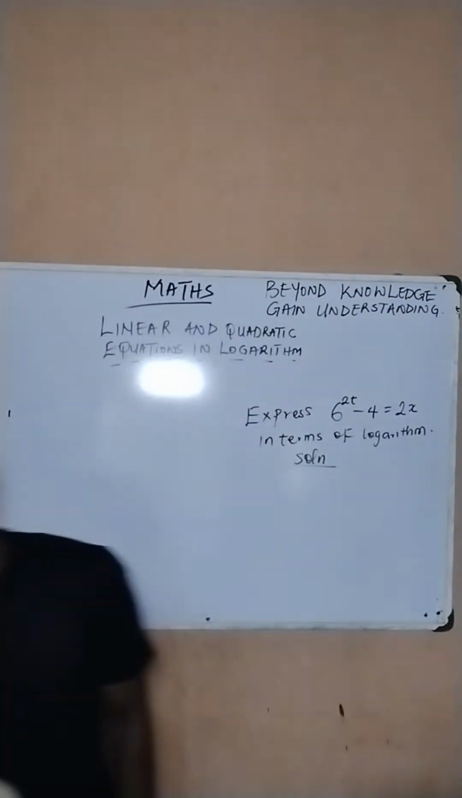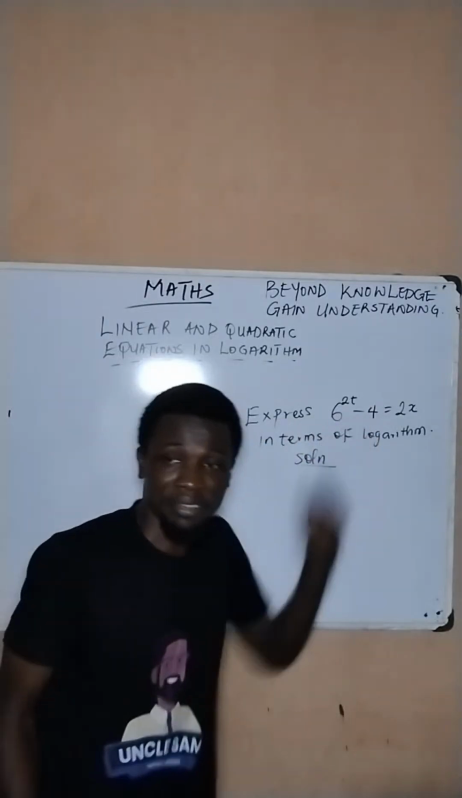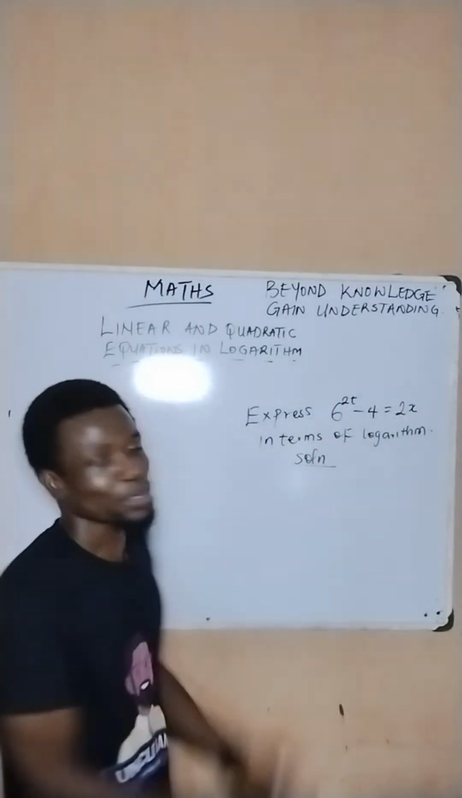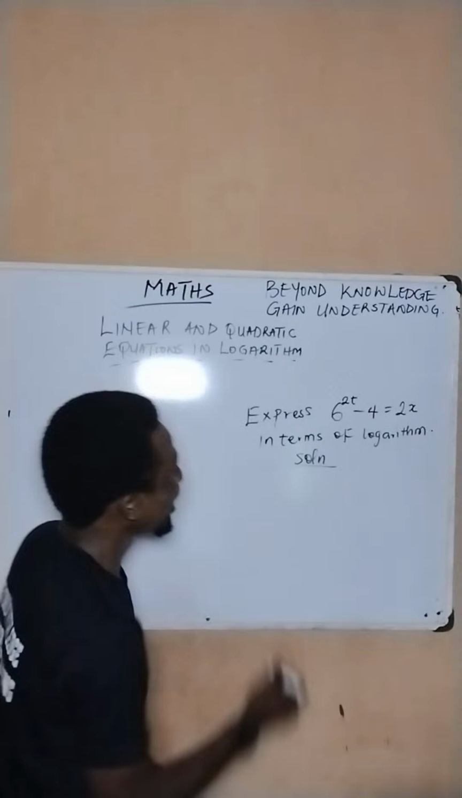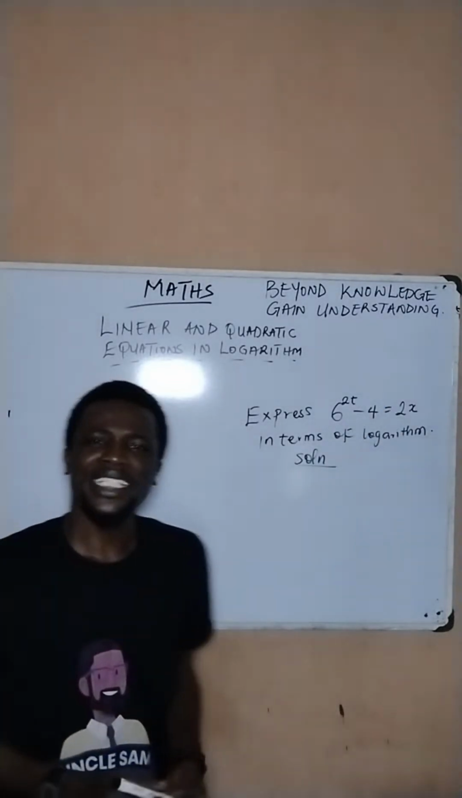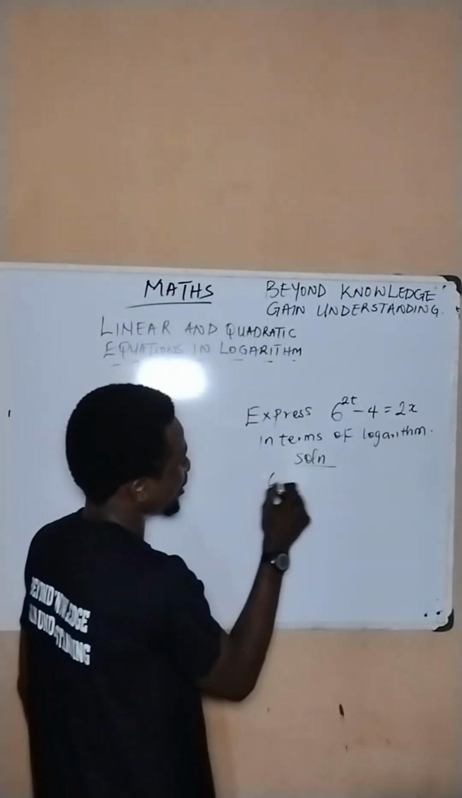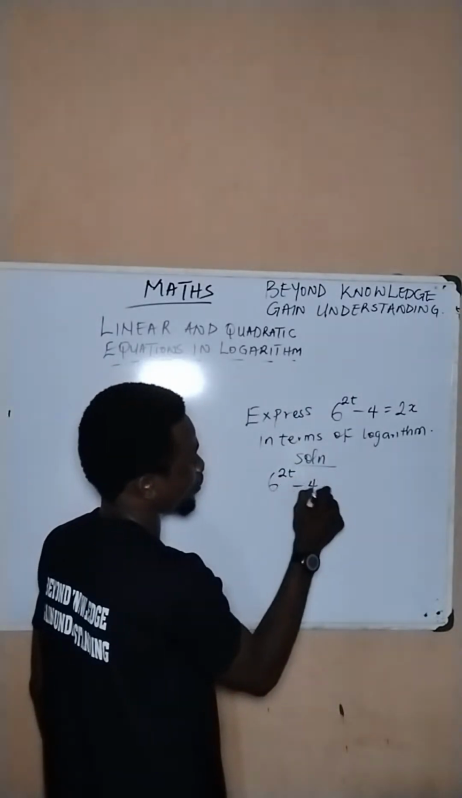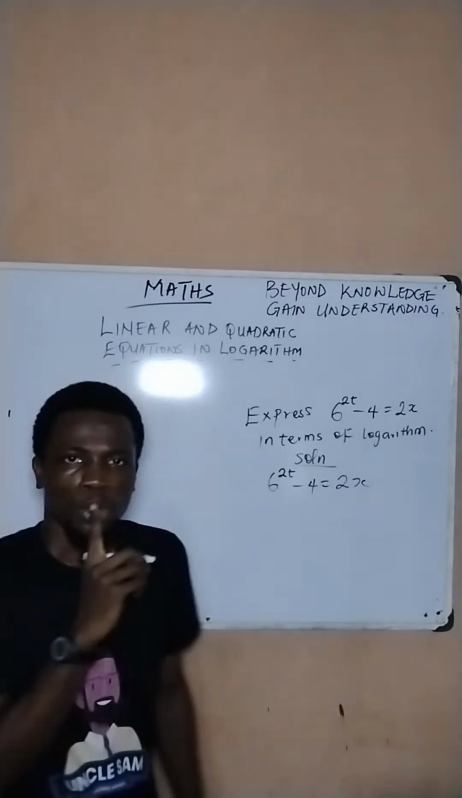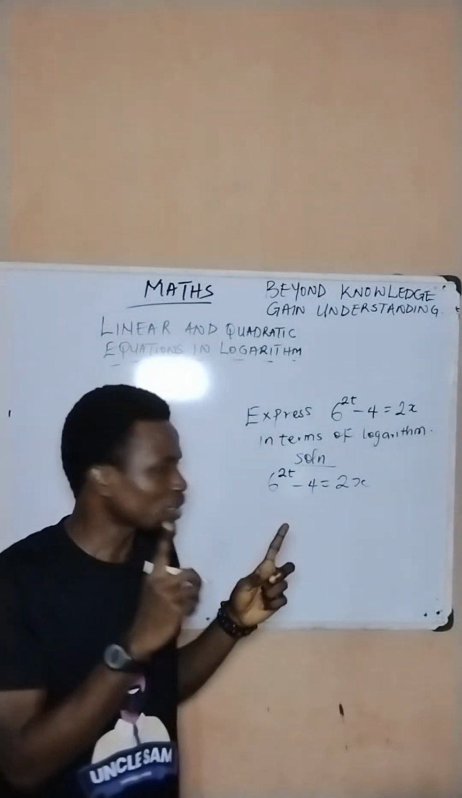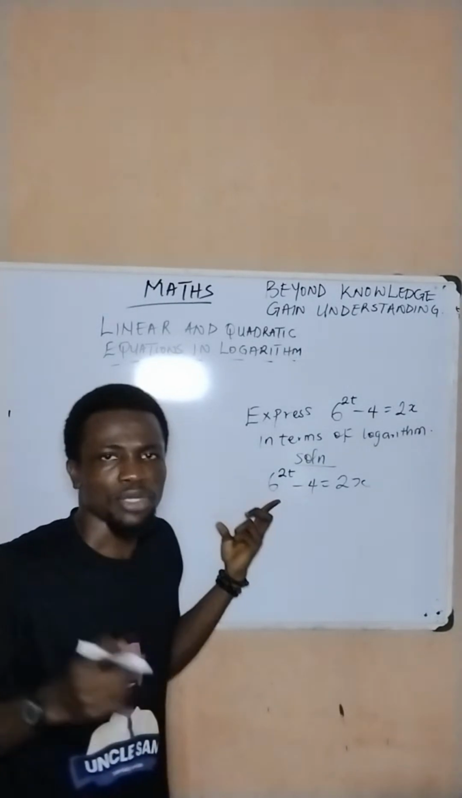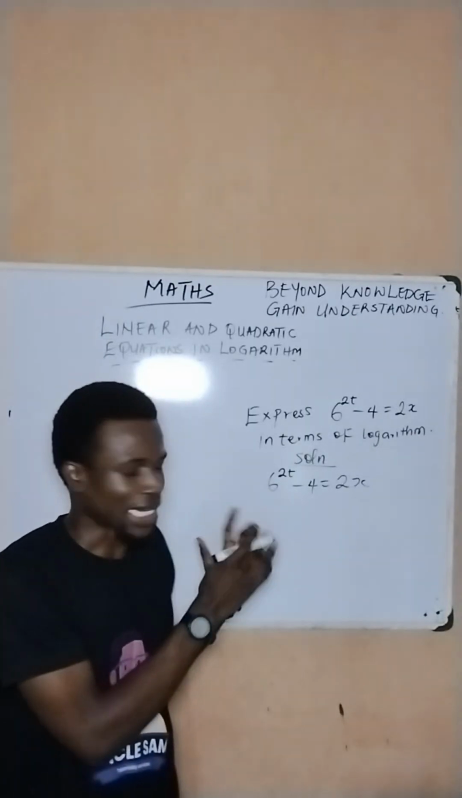With this in mind now, what are we going to do next? We are going to simplify this. We want to express it in terms of logarithm. So let me show you how we're going to do that. If you have this kind of expression, the first thing I can do is simplify. If I have 6 raised to the power of 2t minus 4 equals 2x, what can I do here? Well, I can decide to just allow the 6 raised to the power of 2t to be on the left hand side.